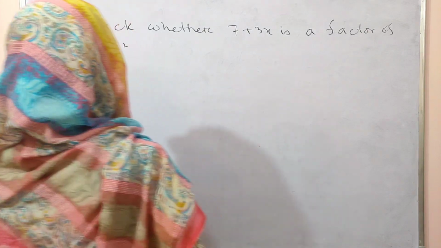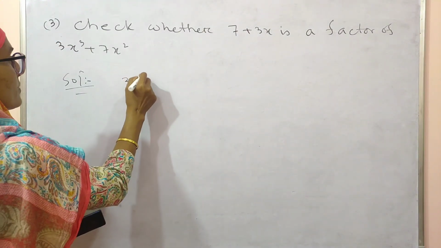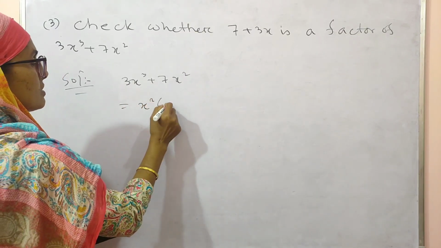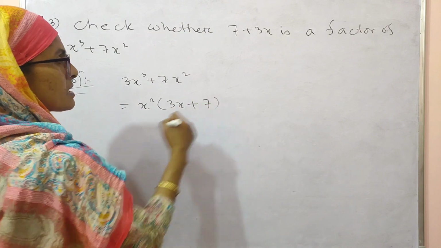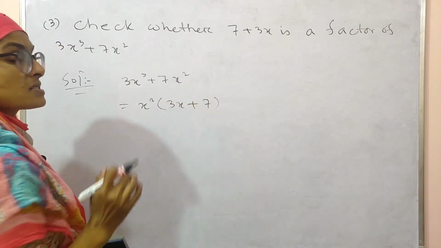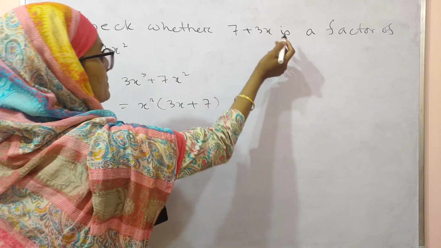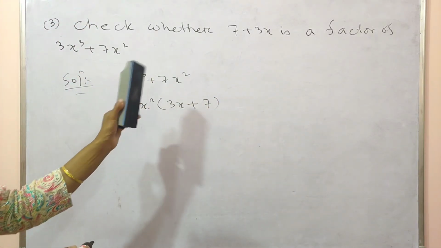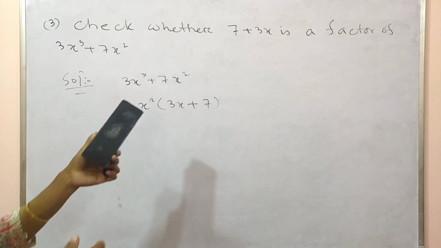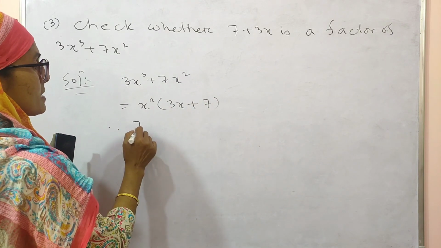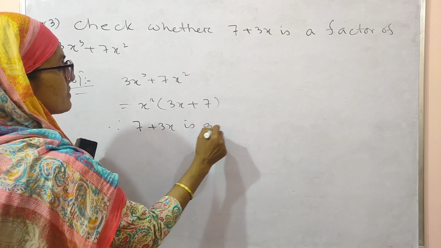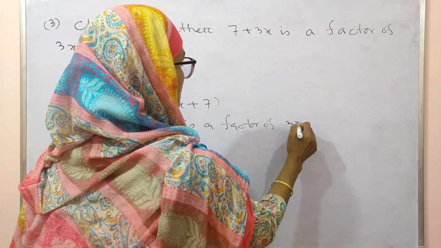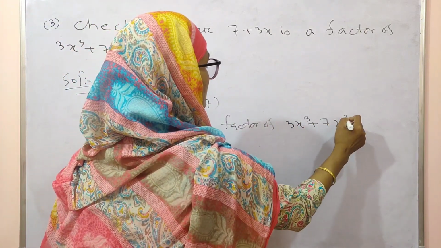So here 3x cube plus 7x square. If you take common x square, you will get 3x plus 7. But here it is 7 plus 3x. So 3x plus 7 or 7 plus 3x is the same. So therefore 7 plus 3x is a factor of this 3x cube plus 7x square.